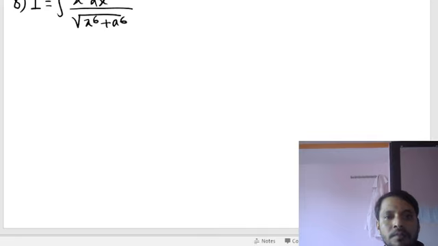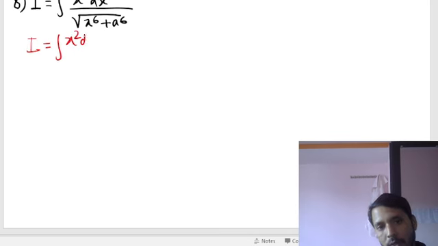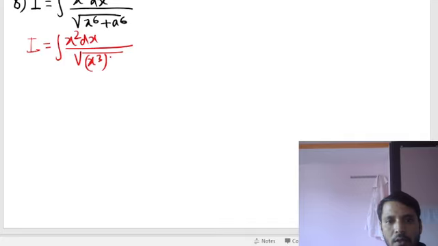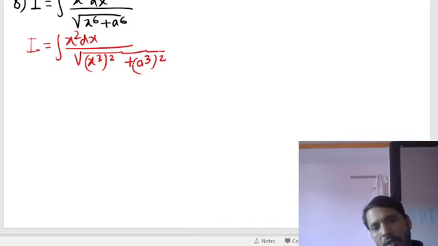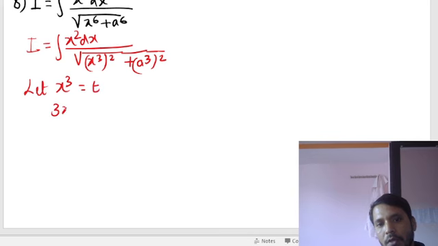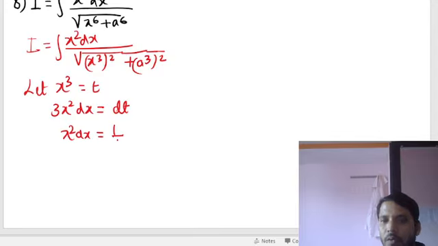Now what we can do here? Because x square is present in the numerator, we have to apply the substitution method, but before that, this denominator x to the power 6 we can write as x to the power 3 whole square, right? And this a power 6 we can also write in square form, that means a to the power 3 whole square. Now we can apply the substitution: assume x to the power 3 is equal to t. So it will become 3x square dx equal to dt. Means the numerator part, x square dx, will be replaced by 1 by 3 into dt.